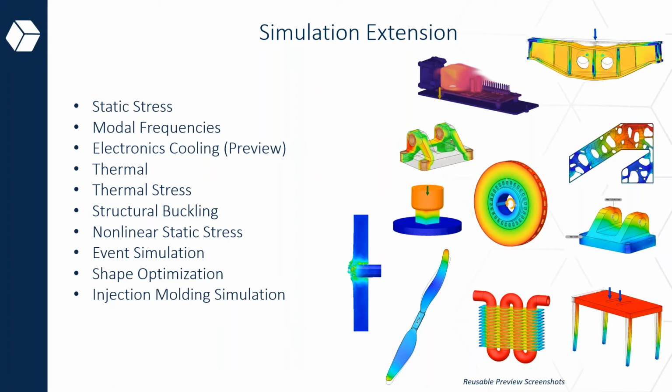a preview functionality. In the previous video that we did on the product design extension, I touched a little on how to activate your preview functionalities in Fusion. Along with that, we've got modal frequency simulations, thermal stresses, structural buckling, nonlinear static stresses, event simulations, shape optimization, and, as mentioned, the injection molding simulation.